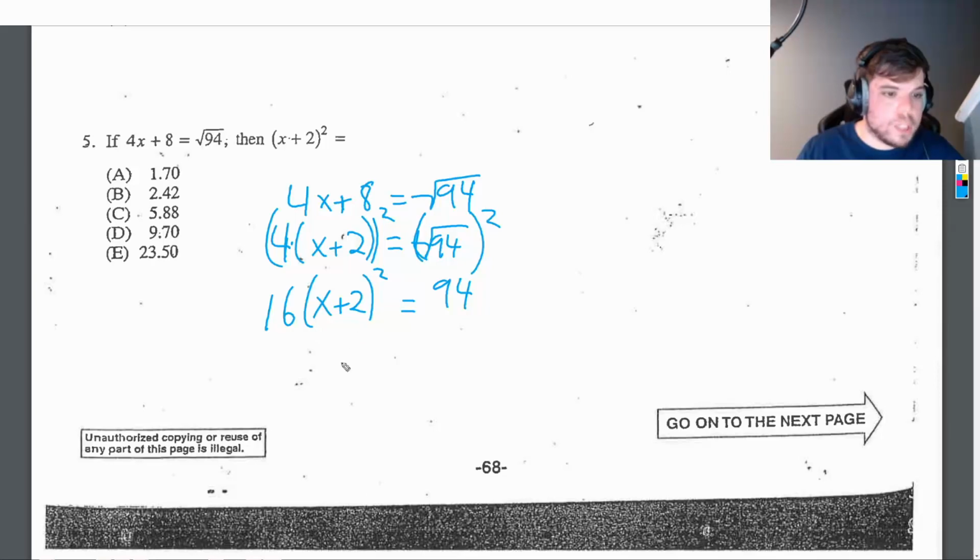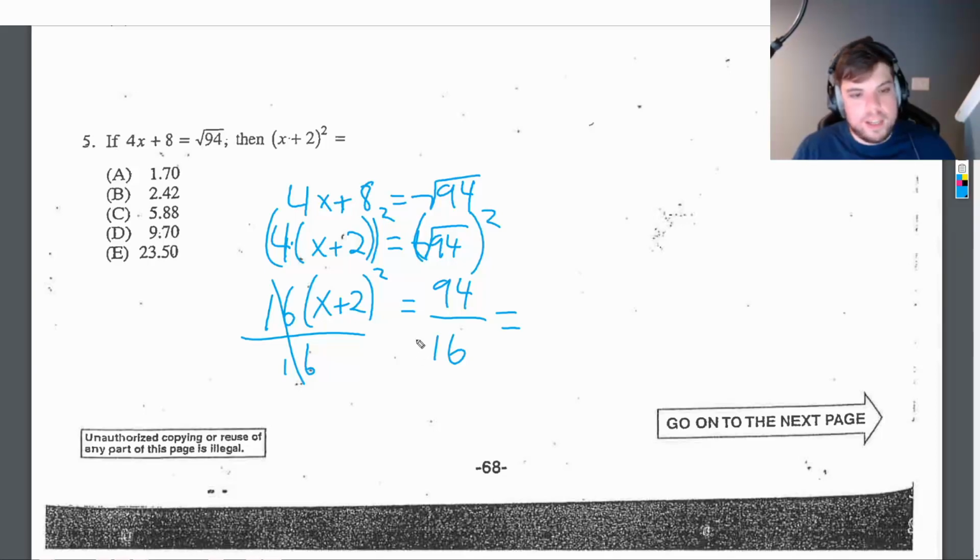Okay, we're looking for (x plus 2) squared. So if we divide by 16, we cancel the 16s. And 94 divided by 16, just break out a calculator. 94 divided by 16 is 5.875, which rounds to 5.88, which means I think the answer to number 5 is C. We get about 5.875 there.